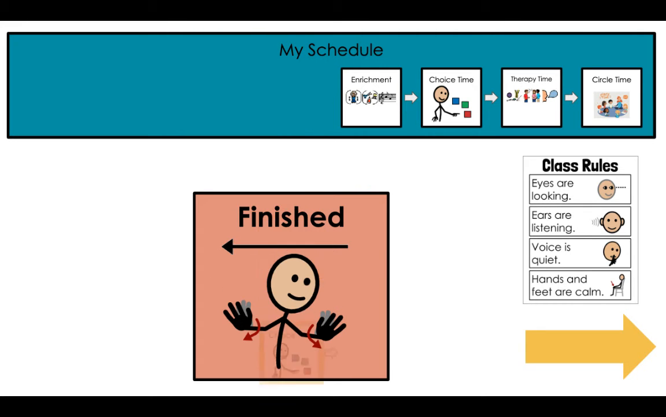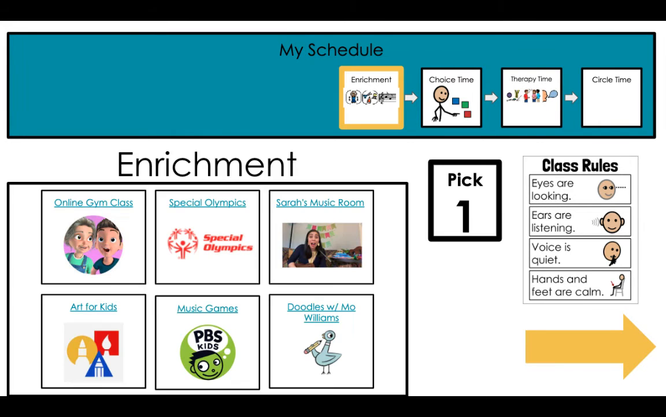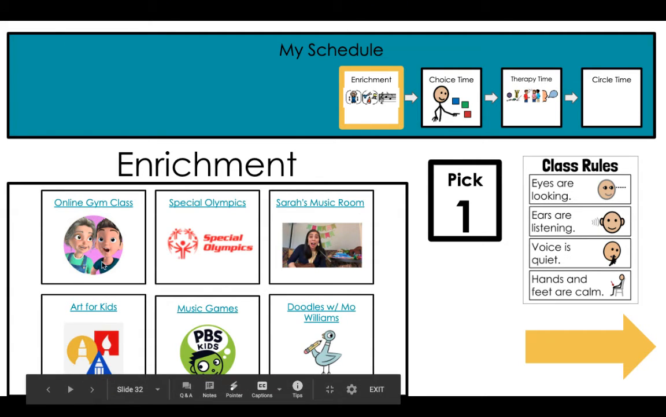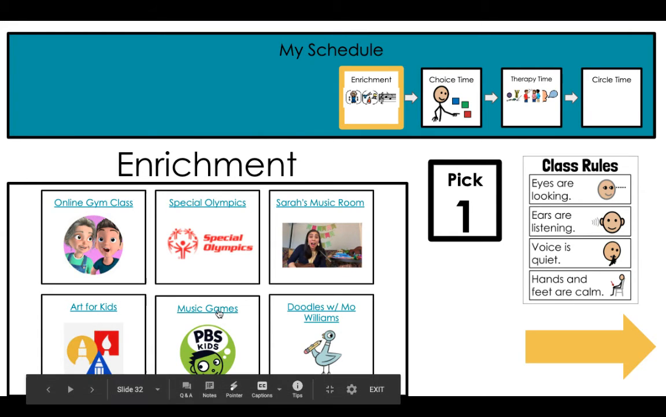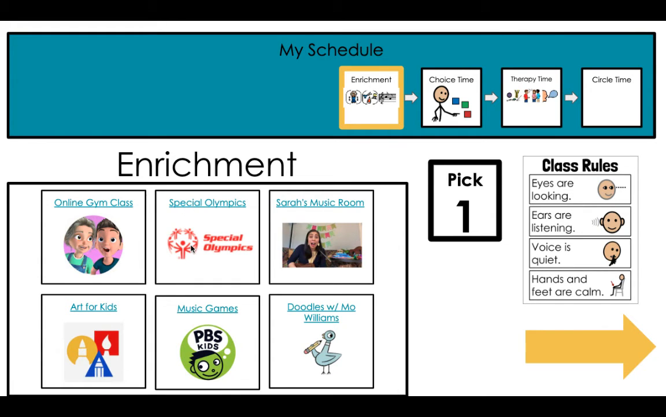Choice time. Now this is something new that I really liked I saw another teacher do. So this is an enrichment. Our students have the opportunity to attend an enrichment class, like there's specials like gym or music or art. So I've included some ideas for what that could be, whether that's taking an online gym class, learning how to draw something. There's music games on PBS Kids. Special Olympics has provided some workouts. So you got some enrichment time.